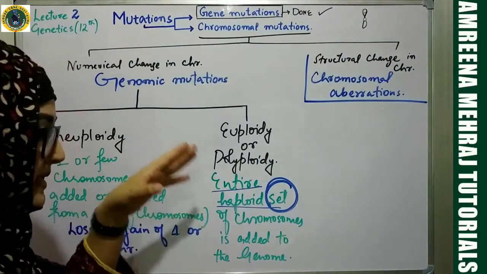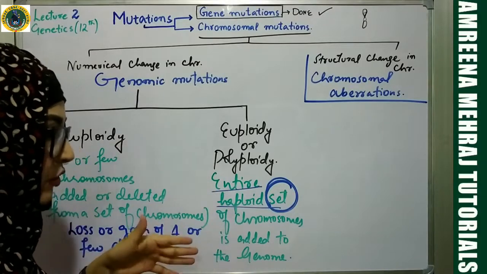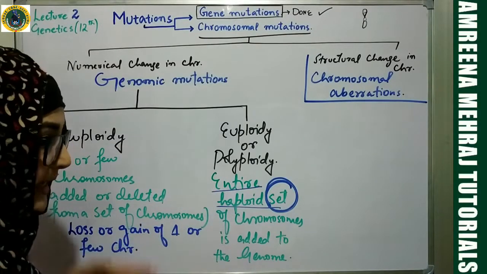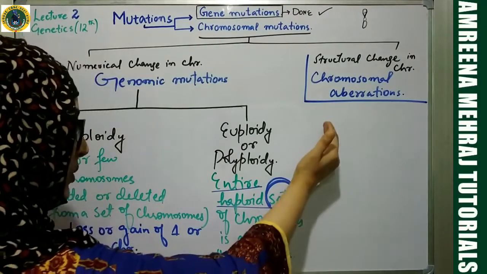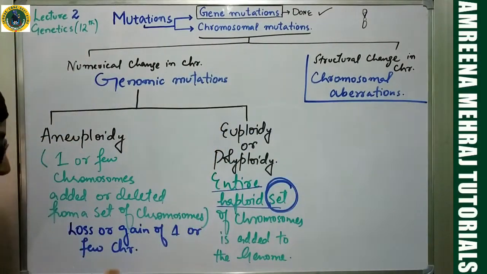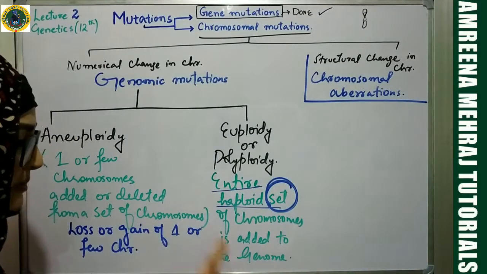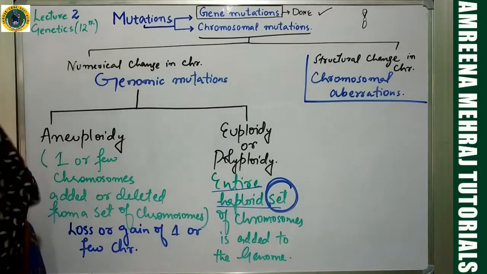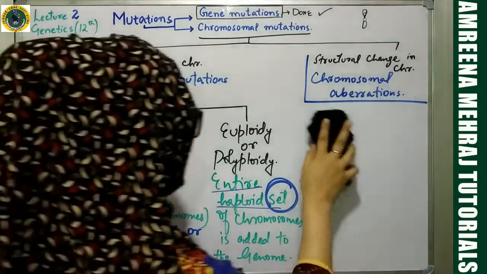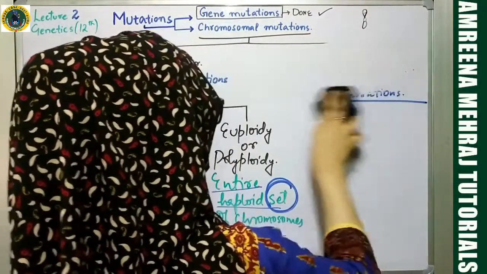Now, what is basically happening? What is the reason for this increase or decrease in the number of chromosomes? That is very important. Once you understand that, then I will go further into aneuploidy and euploidy. Let me make you understand first of all where the reason for polyploidy lies.